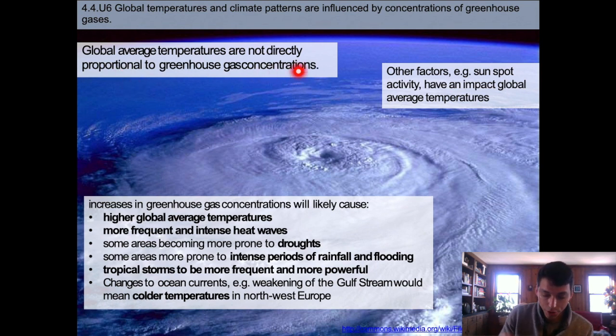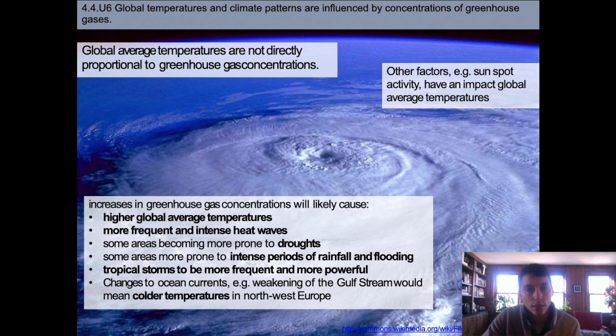So, global average temperatures. That's the big concern right now. It's not your day-to-day weather, because global average temperature increases are going to cause all sorts of factors. However, we also know that global average temperature increases are not directly proportional to greenhouse gas concentrations. So we saw that in the previous slides, where it wasn't necessarily a one-to-one correlation. There are other factors that impact global average temperatures.